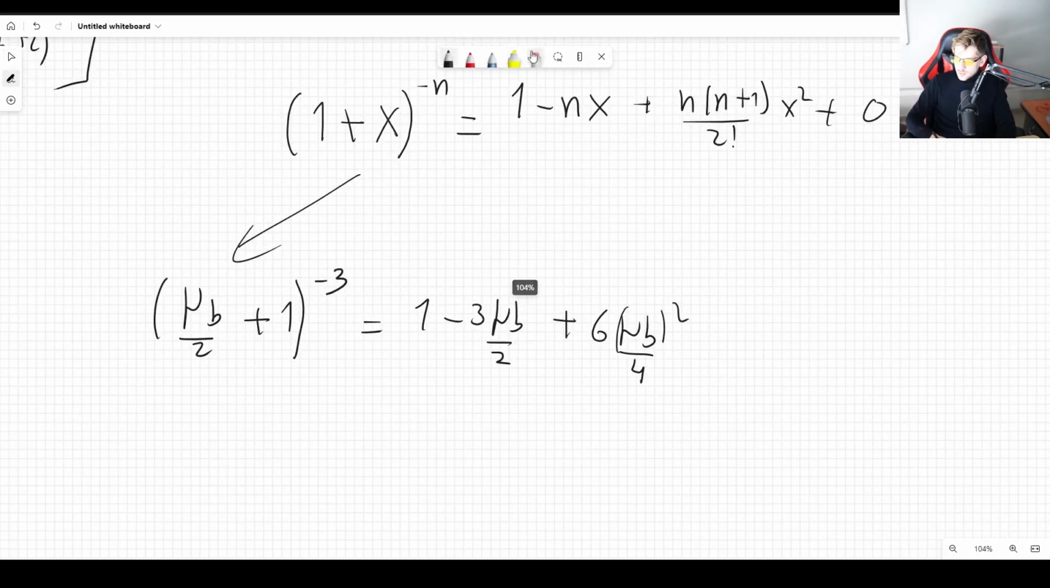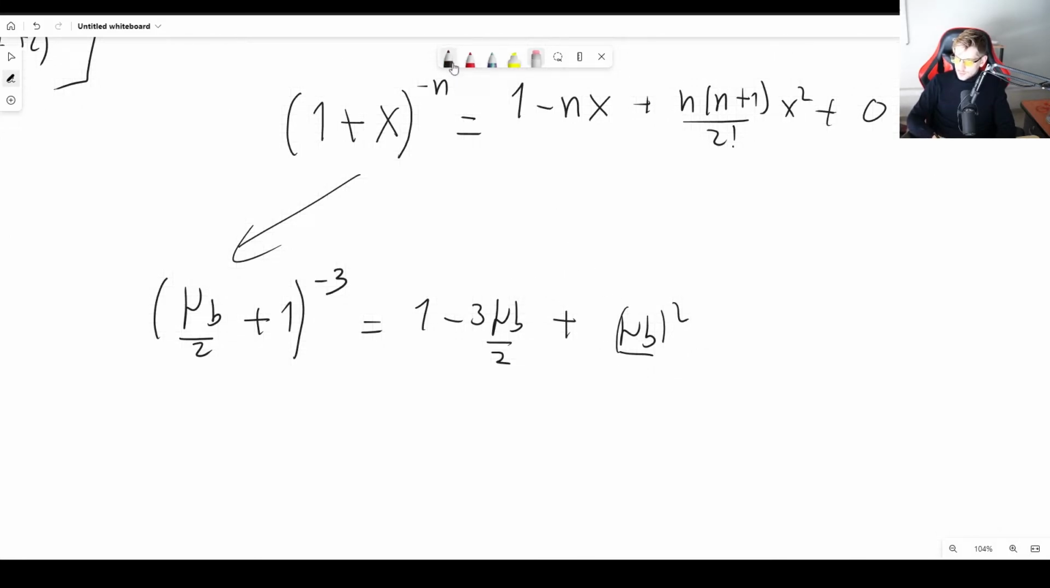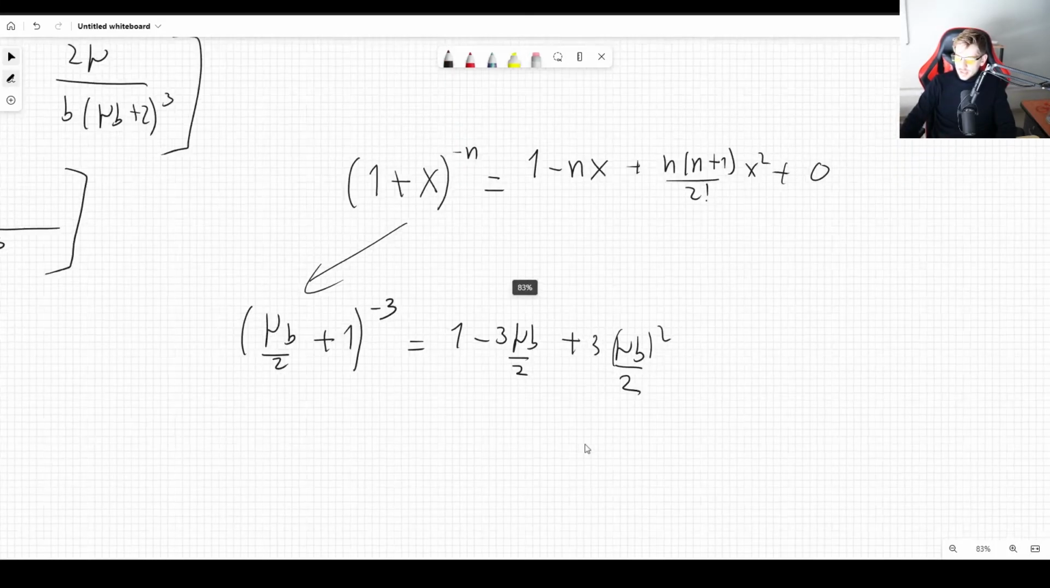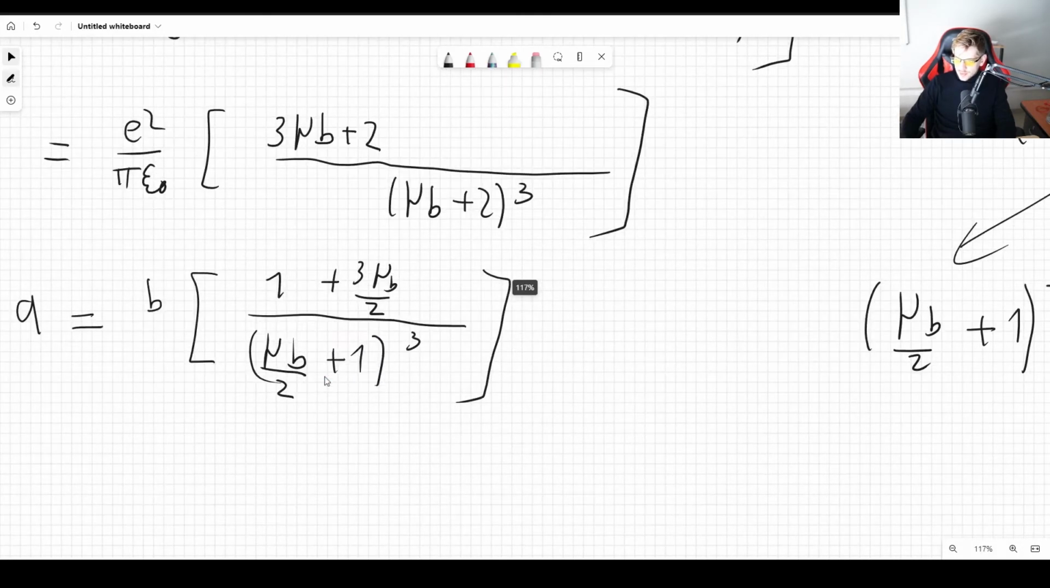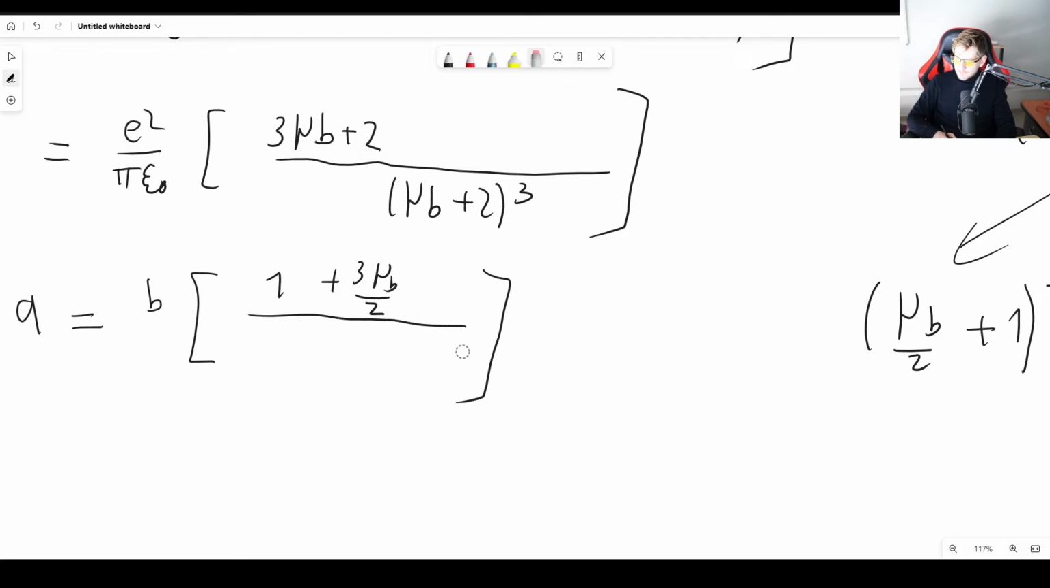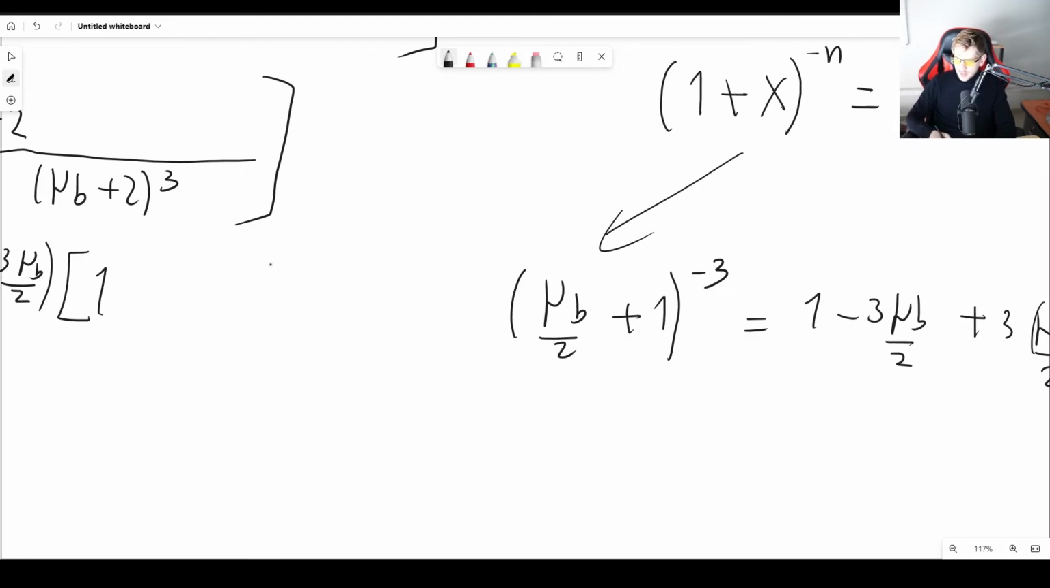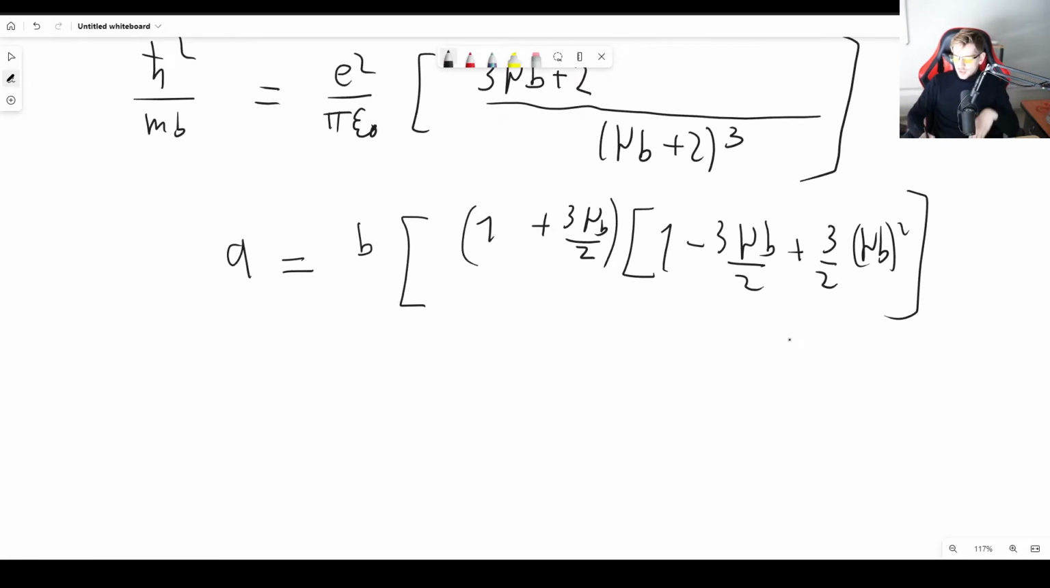And actually I guess we can simplify this as well, right? So 3 over 2. So we can now plug this instead of this. So instead of having that dividing, we can now write it as the product of this and what we just found, which was 1 minus 3 mu b over 2 plus 3 over 2 mu b squared. So that is what we now found. So this is what our expression looks like. Now we can multiply through.